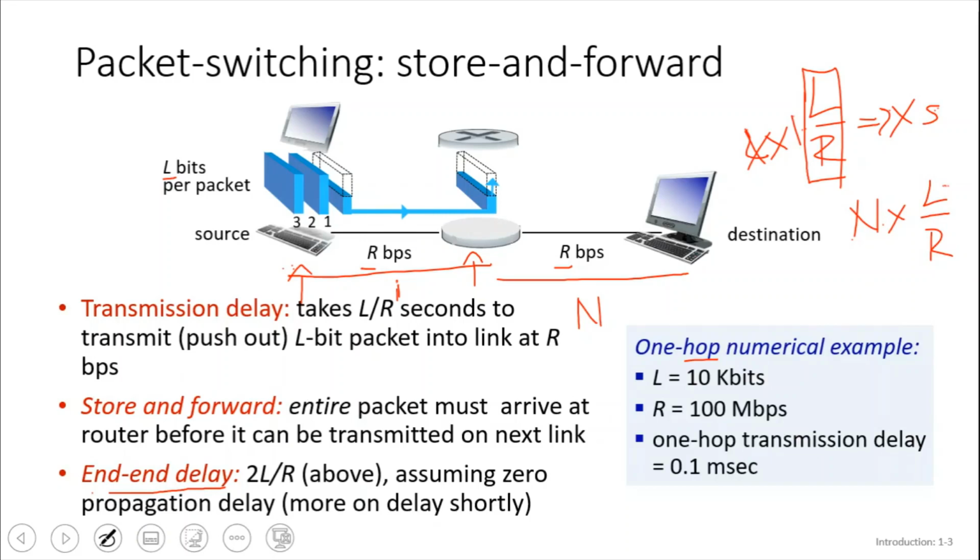The size of a packet in bits, and R, which is the transmission rate in bits per second. Remember, this is in bits, so it can be in megabits, it can be in gigabits, it can be in kilobits, right? And that's basically that.